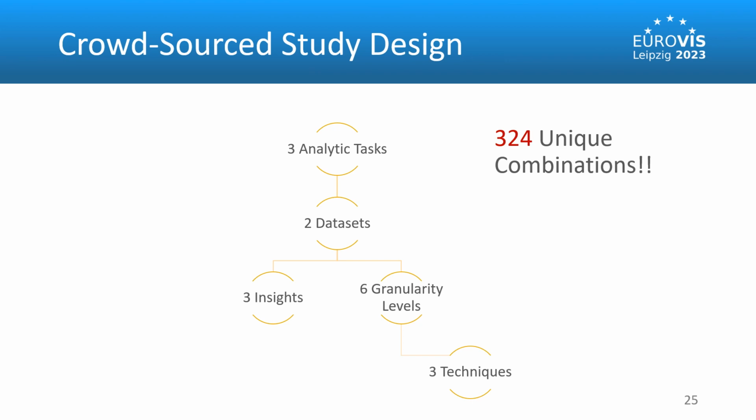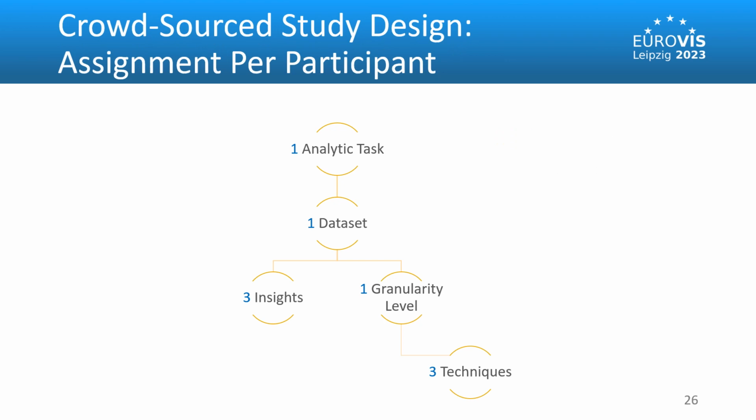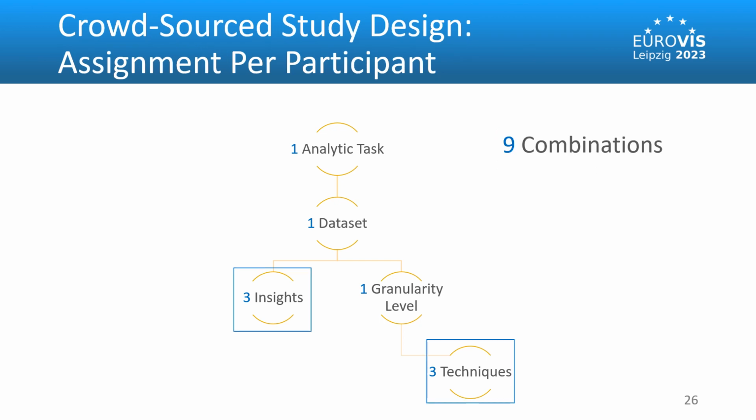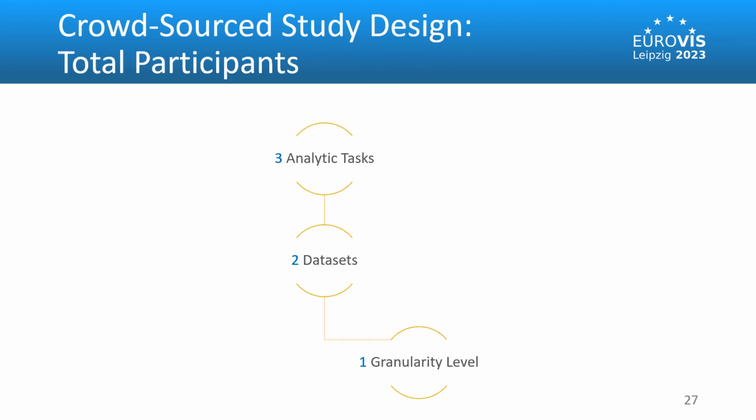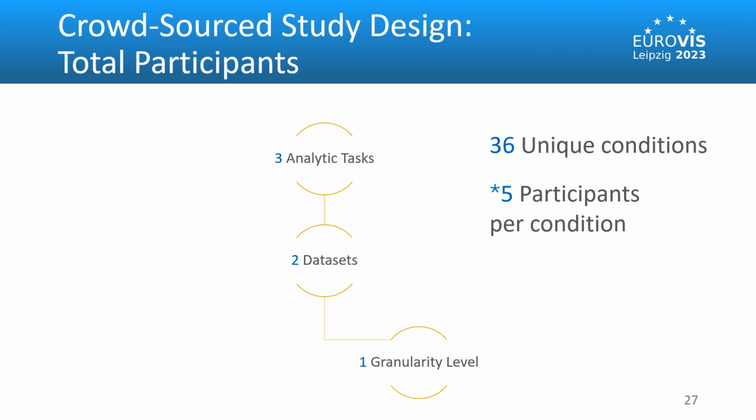It is not possible for a single participant to experience all these combinations in a reasonable amount of time. So, each participant sees 3 insights multiplied by 3 techniques, equal to 9 combinations in total. After deciding the assignment for each participant, we are left with 36 unique combinations. We assigned 5 participants per condition, resulting in 36 multiplied by 5 equals 180 total participants. Having such a large number of participants in the lab is difficult. Therefore, we opt for a crowdsourced experiment.